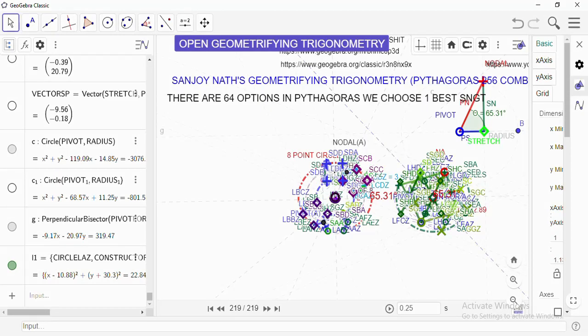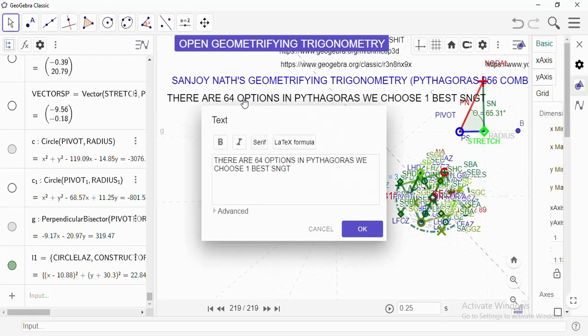Welcome back. In this video we are going to show Pythagoras theorem with 64 options of line segments and then the 256 ways to arrange these lines formed due to cos square theta and sin square theta. Cos square theta generates 16 line segments, sin square theta generates 16 line segments.